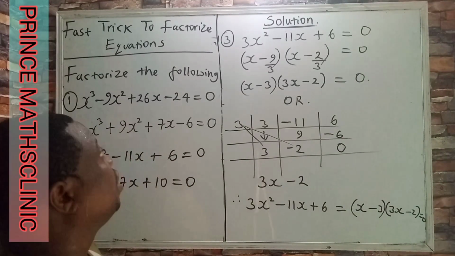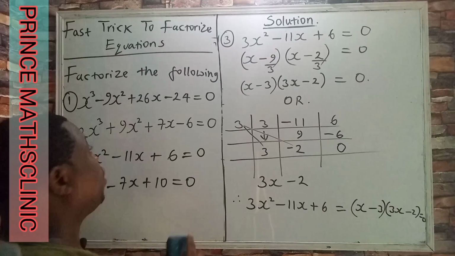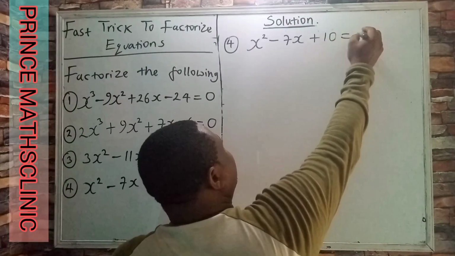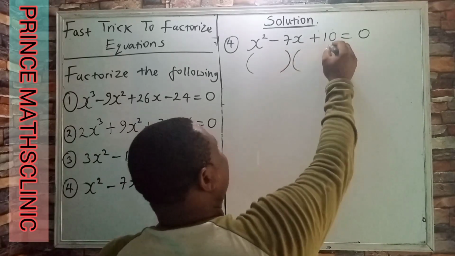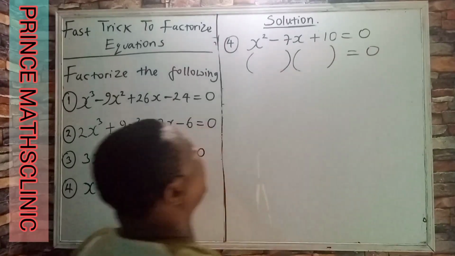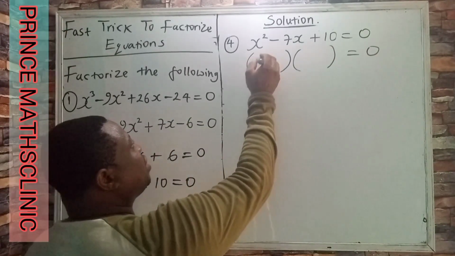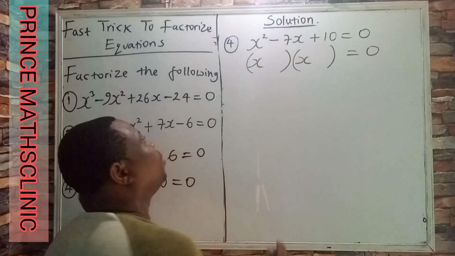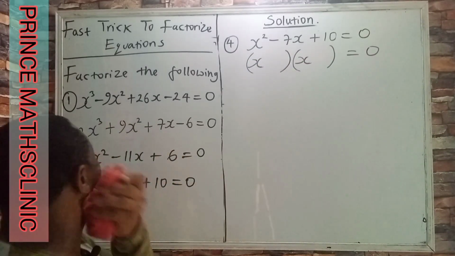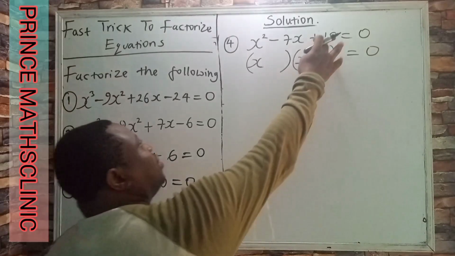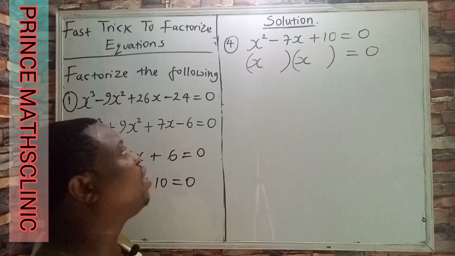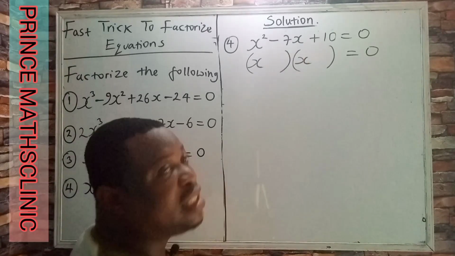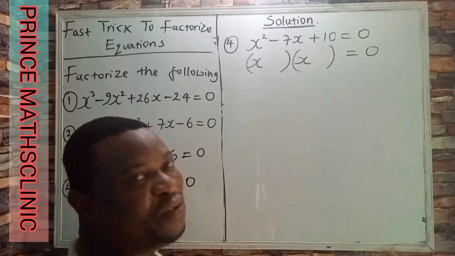Then let's look at the fourth question. x squared minus 7x plus 10 equal to 0. So let's use this method first, then we'll use the other method later. Now write out your x and your x. Now two numbers you multiply together that will give you positive 10, because 10 times 1 here is 10. And when you add them together, you get negative 7. They are simply minus 2 and minus 5.